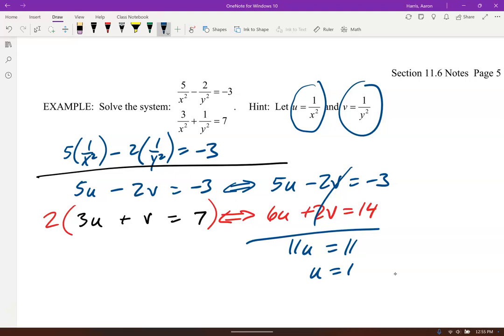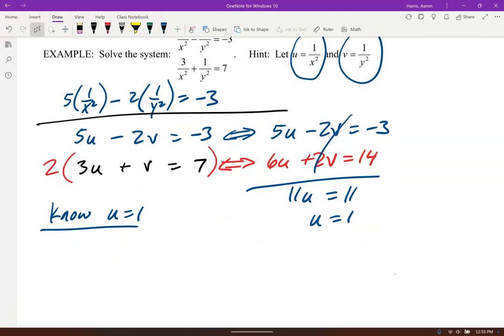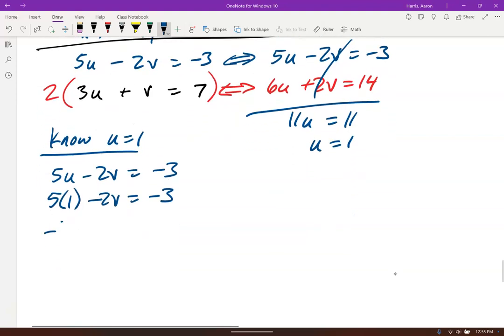So if u is 1, then we can plug it into either one. How about that top one? 5u minus 2v equals negative 3. 5 times 1 minus 2v equals negative 3. Subtract 5 from both sides. I got negative 2v equals negative 8. Divide by negative 2, I got v is 4.